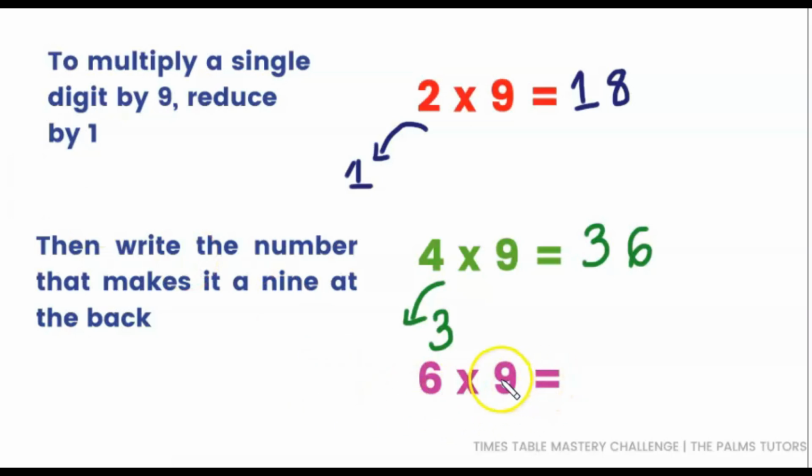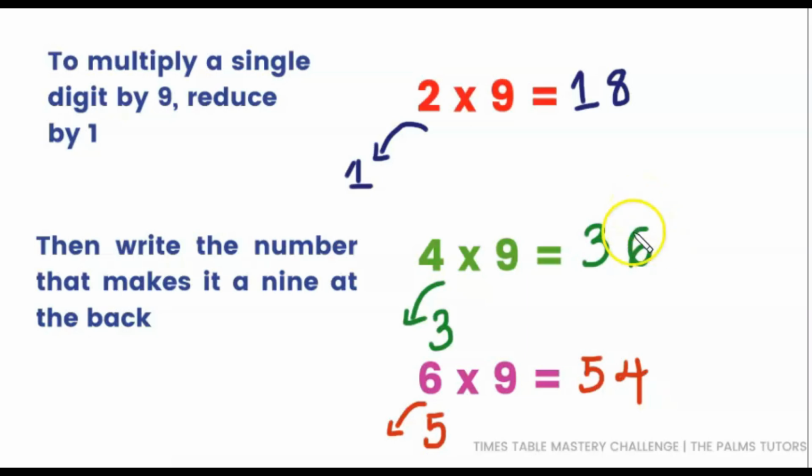Let's see the next number. 6 times 9. We forget about the 9 and we say 6. 6 takes a step down and becomes what? 5. Right? One step backward. 5 and what makes a 9? 5 and 4. 6 times 9 is 54. Same way 9 times 6 is 54.